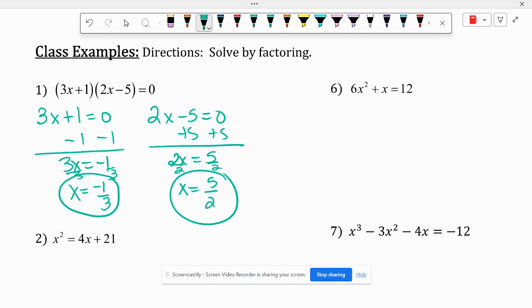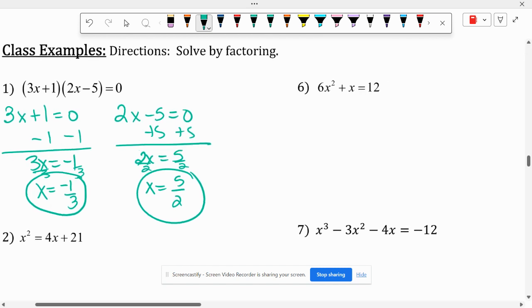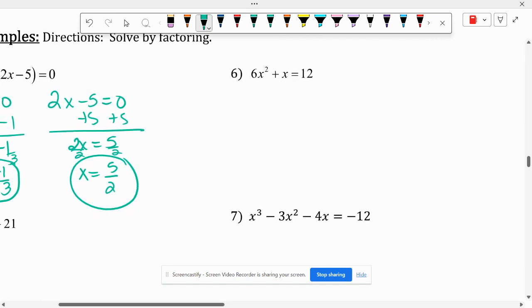Let's go to number, okay, I want to do 6. 6 you have to do by grouping. 7 is a grouping. Let's do 6, 7, and 8, and then I'll let you guys pick the last one. How's that? 6. What do I have to do first?